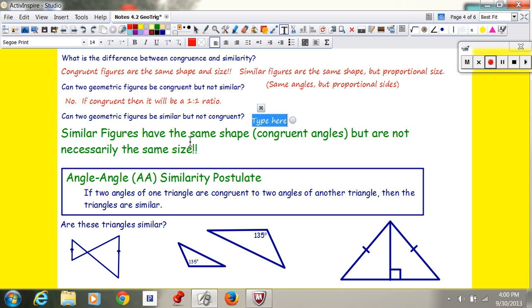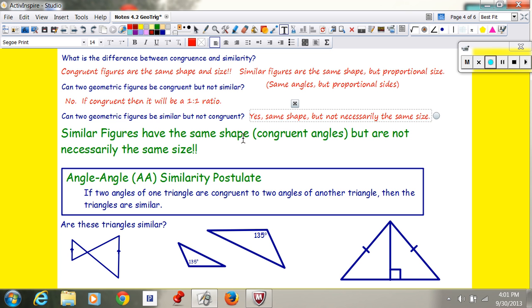Can two geometric figures be similar and not congruent? And that would be yes. They will be the same shape, but not necessarily the same size. One could be big, one could be small. That means they're not congruent, but they would be similar if they're proportional.